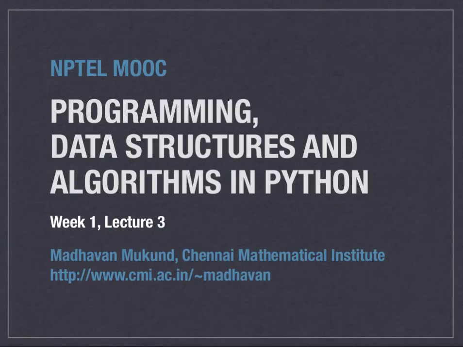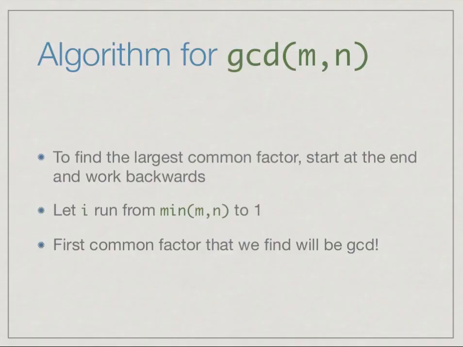Let us continue with our running example of GCD to explore more issues involved with programming. We started with the basic definition of GCD, which said that we should first compute all the factors of M, store it in a list, compute all the factors of N, store it in another list. From these two lists, extract the list of common factors and report the largest one in this common factor list.